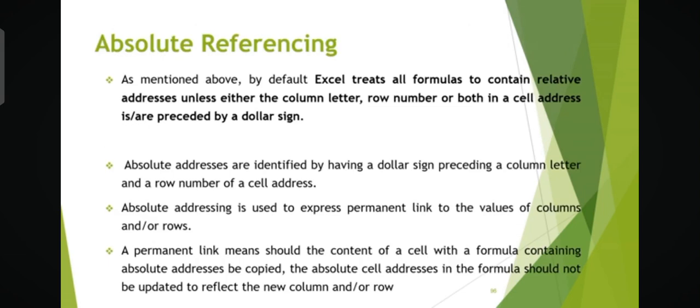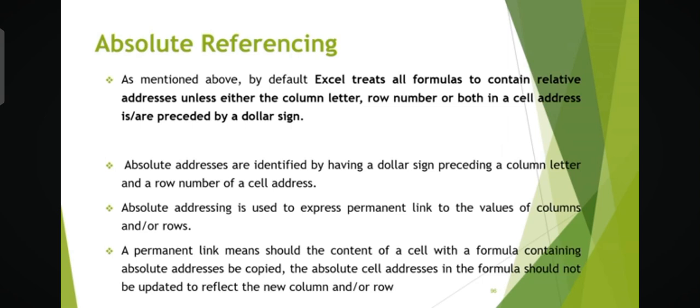Alright, so let's talk about the absolute cell reference. We've demonstrated that, but I just want us to have a view of this. Now, as mentioned above, by default, cell references are treated as relative addresses, unless the columns are locked by absolute referencing. To do absolute referencing, we need to precede either the row or the column by a dollar sign. The absolute cell reference is identified by using the dollar sign preceding the column letter and the row number of a cell.